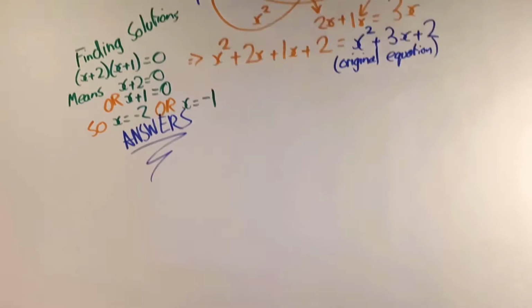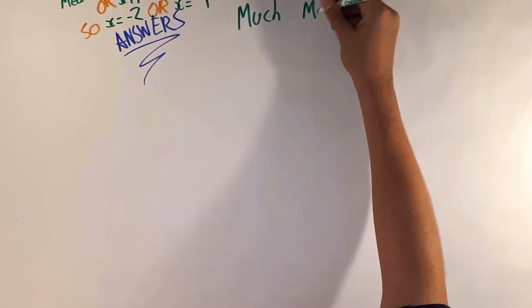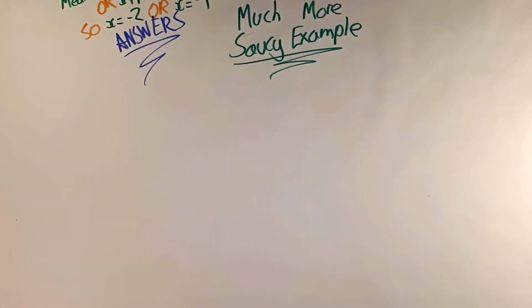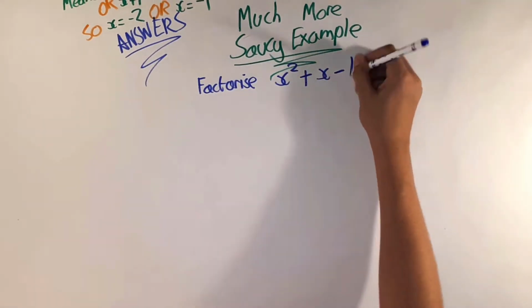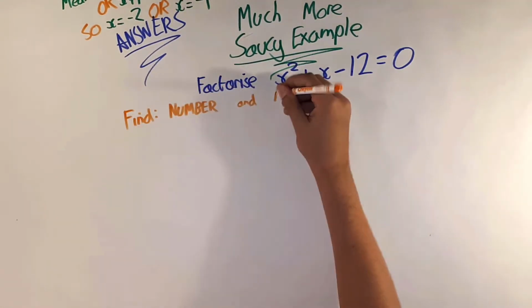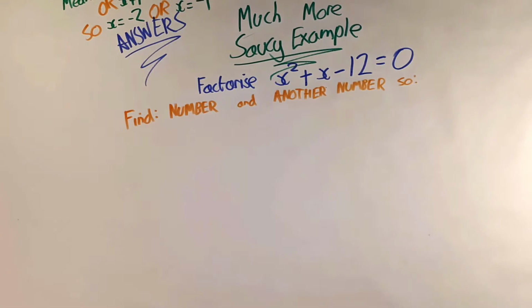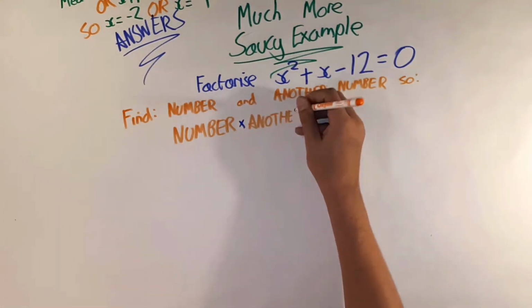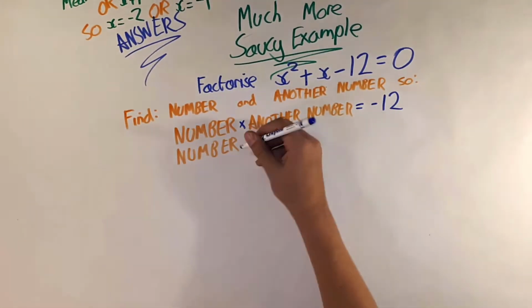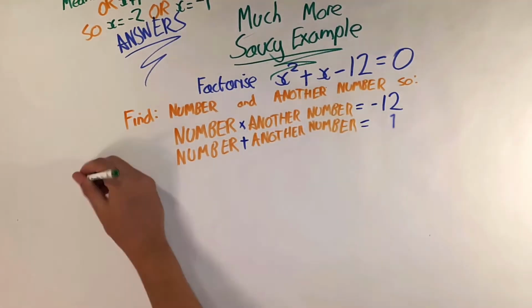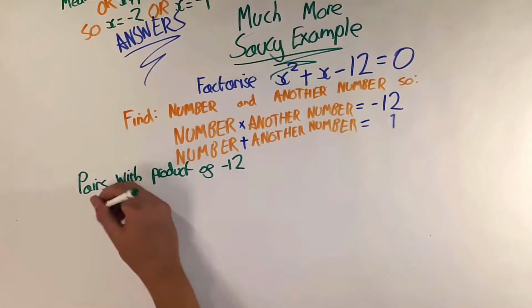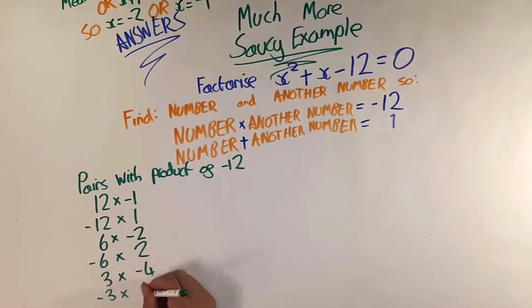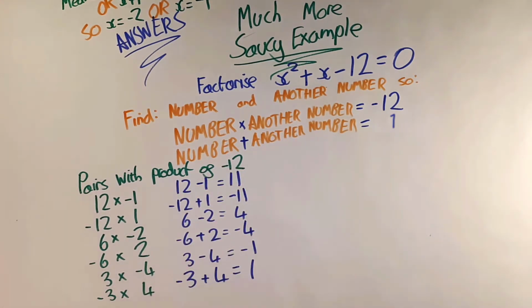We can also get much more saucy examples which should show you not to freak out when a negative is involved. If we look at x squared plus x minus 12, we follow the exact same idea and look for two numbers, call them a number and another number, which multiply together to make minus 12 and add together to make the plus 1 in front of the x. There are several pairs of numbers with a product of minus 12, but adding these together shows us that the only pair with a sum of 1 is 4 and minus 3.